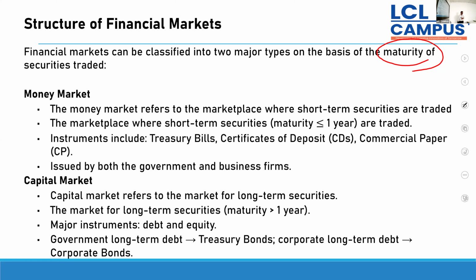One is what? Money market. Second one is capital market. I think you know these things. You have studied in your A levels as well, right? So what is the meaning of money market? Very good. Less than 12 months. Which means it's a marketplace where short-term securities are traded. We define the short term as less than 1 year, right?